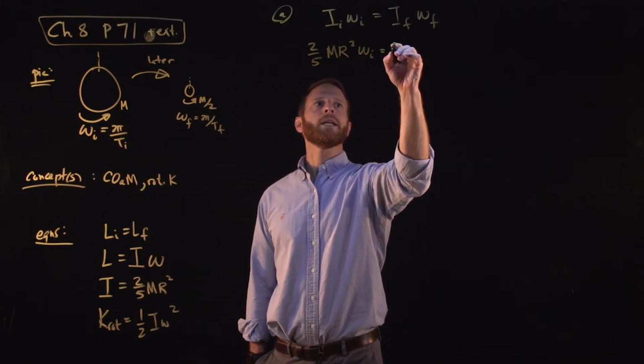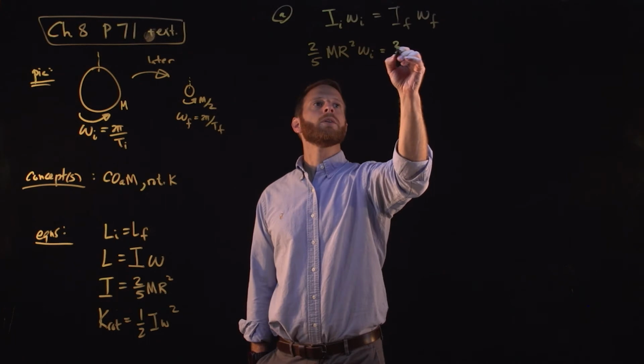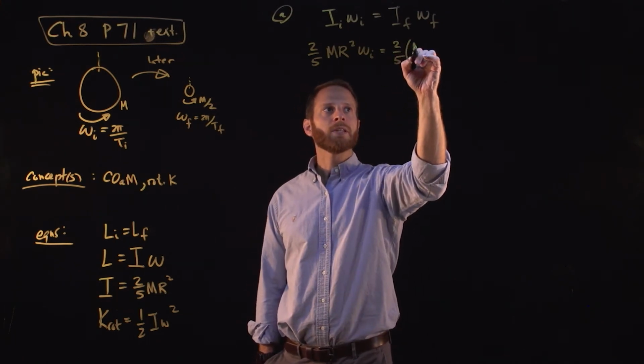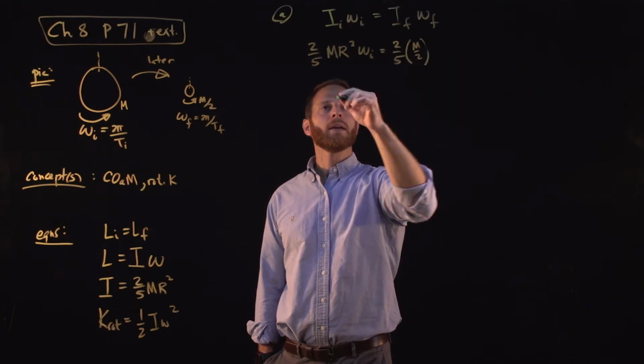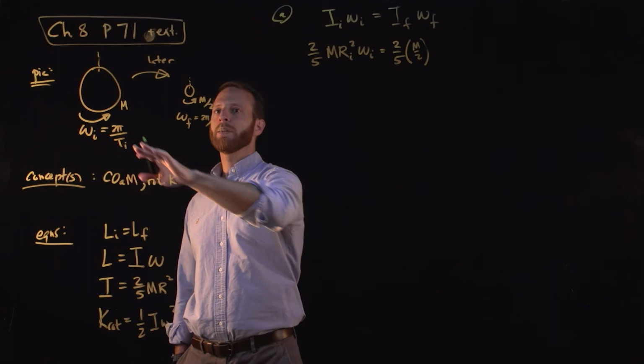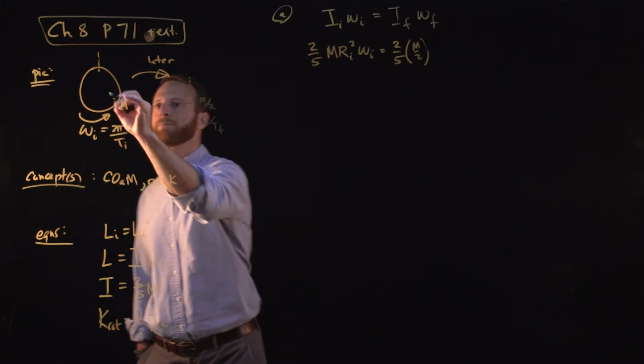In the end, it's still a sphere, we assume. Same formula, 2/5. Now its mass, I'll put this in parentheses, is half of what it was. And I should put this as an R i. It started off with some initial radius R i.